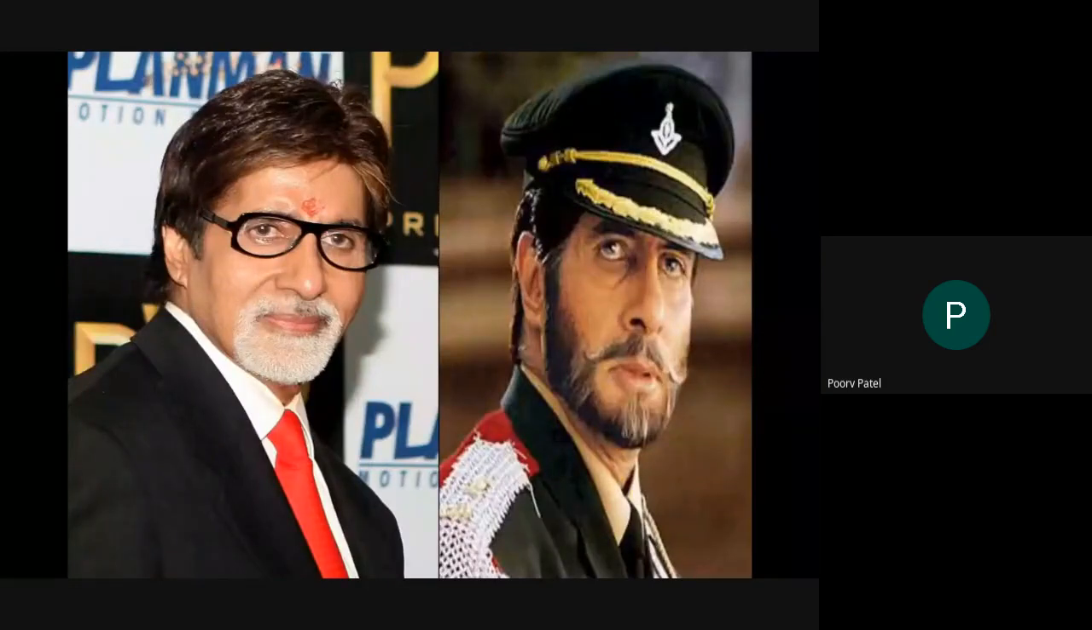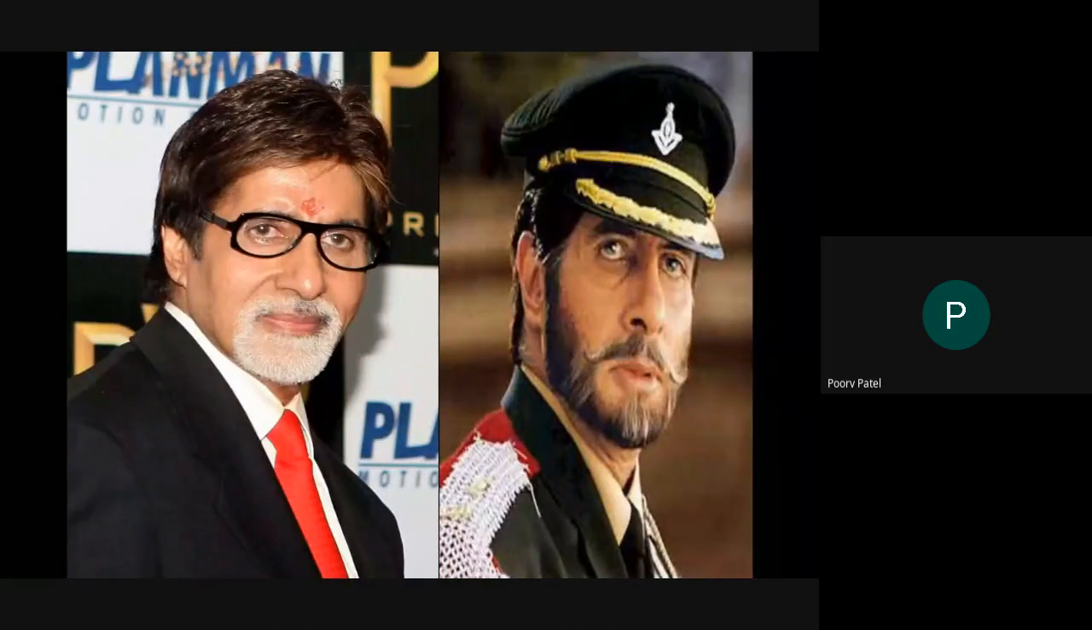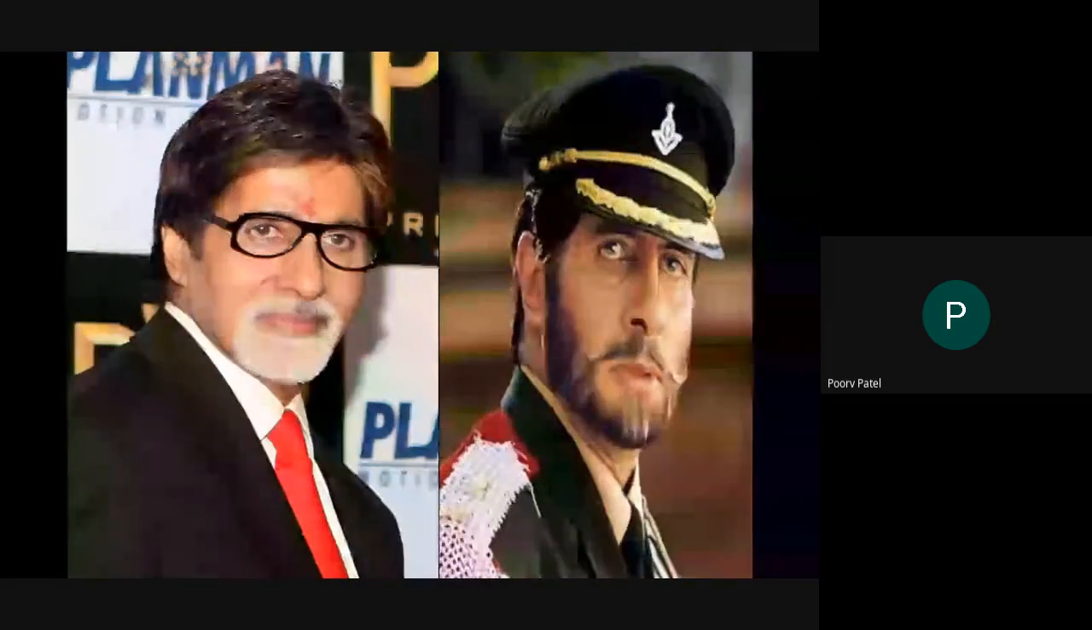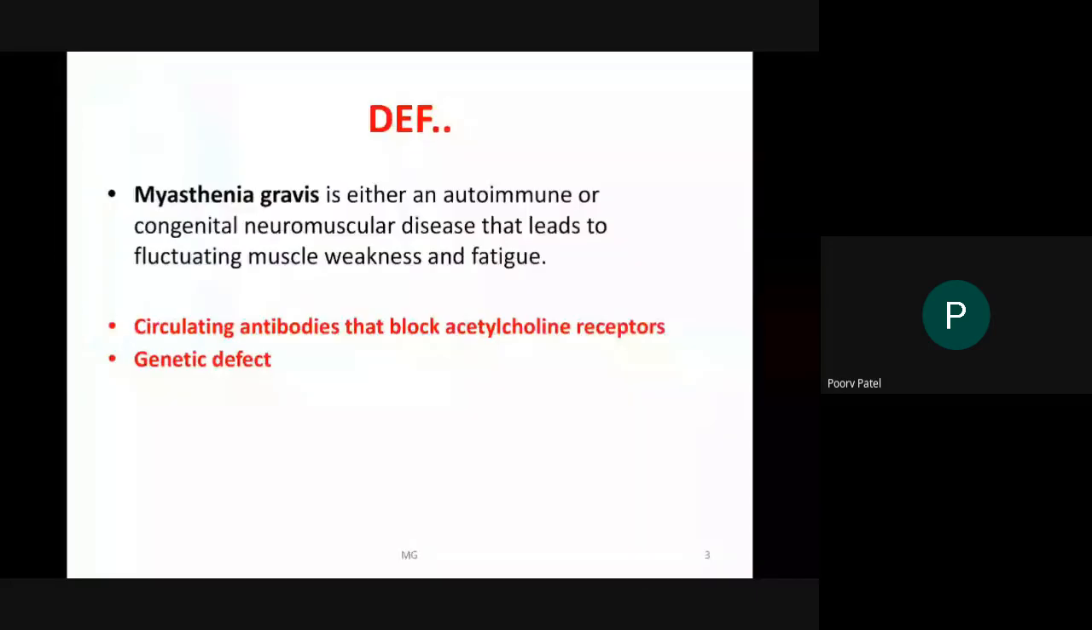We were talking about myasthenia gravis, and now that we are already aware of the condition, we are going to see in a bit more detail the symptoms and classification of the disease. So we had already talked about what myasthenia gravis is. It is either an autoimmune or congenital neuromuscular disease that leads to fluctuating muscle weakness and fatigue.